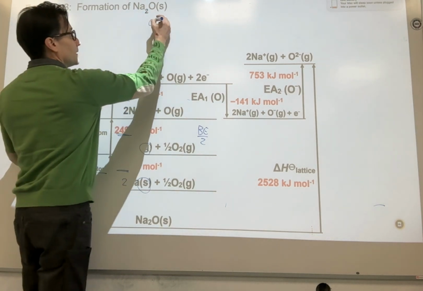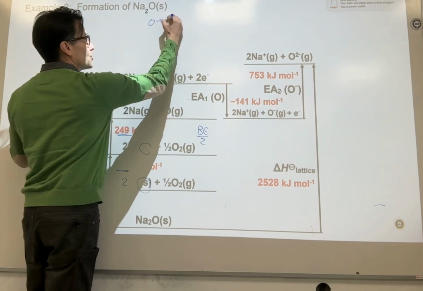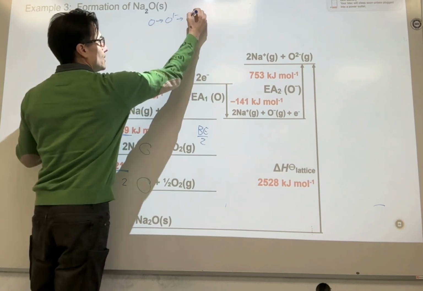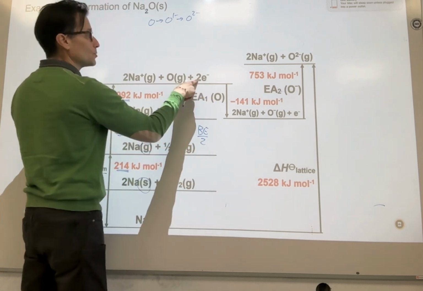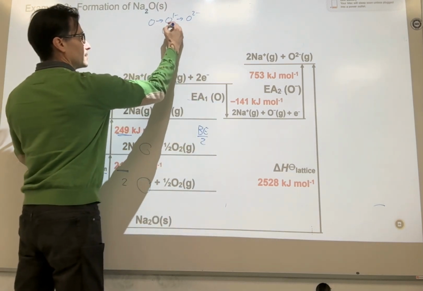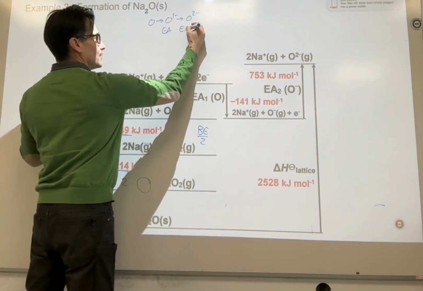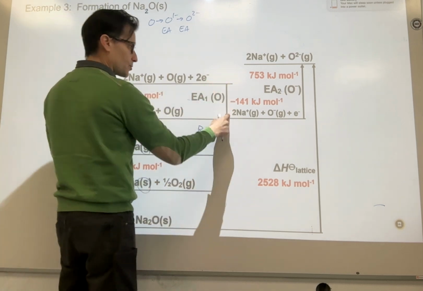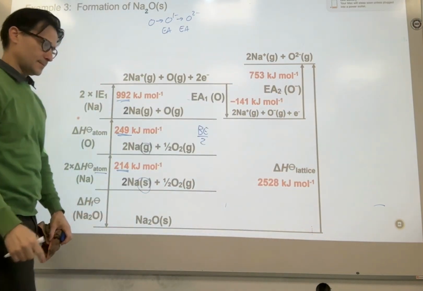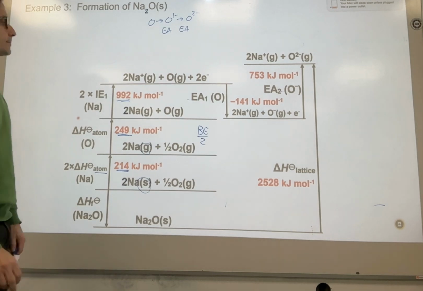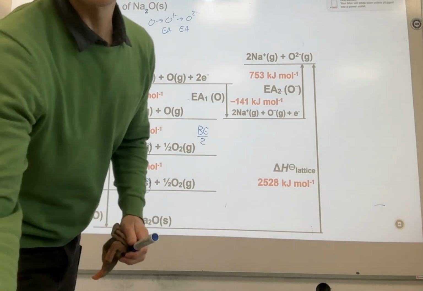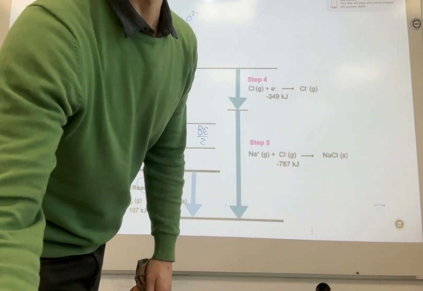The oxygen has to have a 2 minus charge. So you got to go O1 minus and O2 minus. So you're going to have to do electron affinity 1 and electron affinity 2. There's 1 and there's 2. Okay. These get more comfortable with more practice.